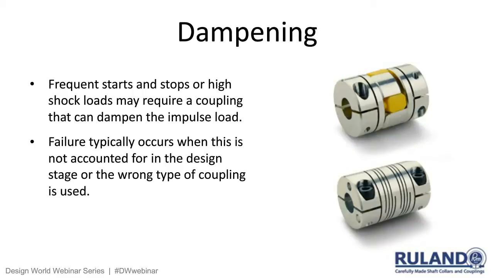Dampening, shock absorption, if you will. The jaw coupling, again, is excellent for this type of application. It's cushioning the shock loads. And again, failure occurs when this is not accounted for in the design and the wrong type of coupling is used. The coupling example at the bottom of the picture, being the wrong type of coupling for a very aggressive move profile, is a beam coupling, which doesn't tend to work as well.